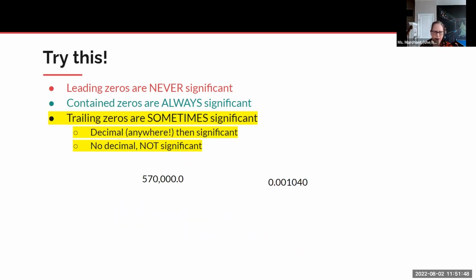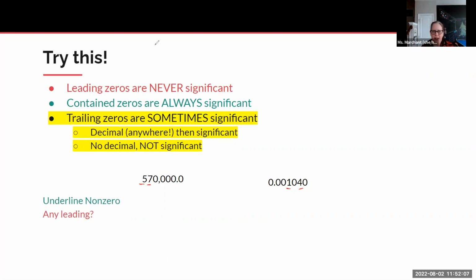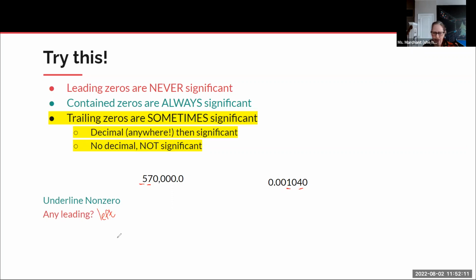So let's try these ones out. What do we know? We need to figure out our non-zeros. So let's underline our non-zeros, the 5 and the 7. And on this right one, the 1 and the 4. Do we have any leading? Leading means what? Leading are on the left. Do we have any on the left? For the first number of 570,000, there are no leading, so we don't have to do anything with it.